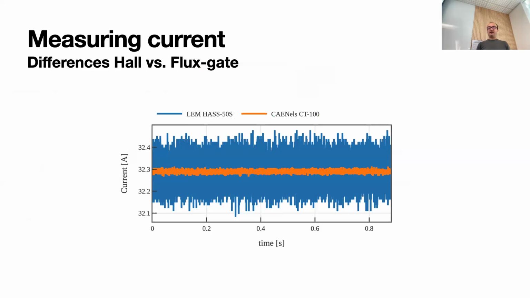This is the noise comparison between the blue sensor, that is the Hall probe, and the orange one, that is this fluxgate, for a DC current of 32.3 amps. And this is zoomed out. As you can see, we're going from this, the delta is 0.3 amps. So in almost 1% range, this one has negligible noise level.